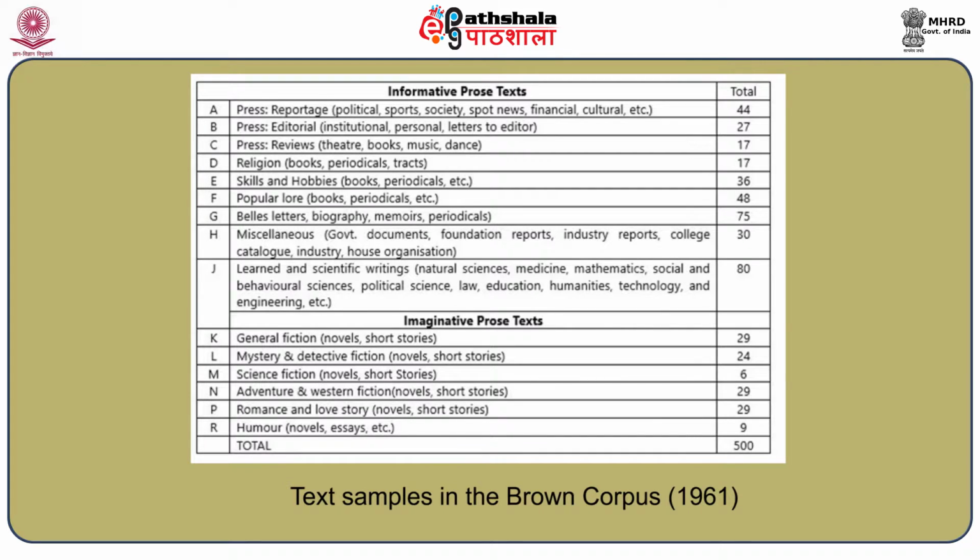The imaginative prose part had 29 texts from general fiction, 24 texts from mystery and detective fiction, 6 from science fiction, 29 texts from adventure and western fiction, 29 texts from romance and love stories, and 9 from humor. Thus, the total is 500 texts, each text having a range of 2000 words, compiled.